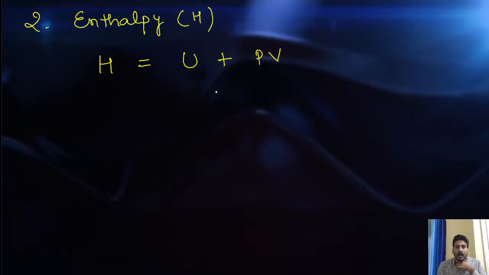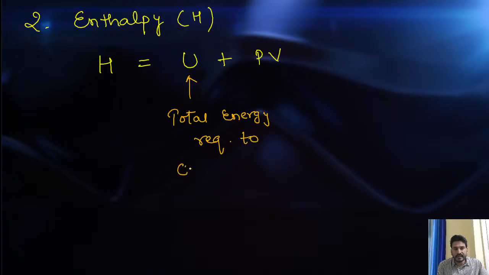So how do we define the internal energy U? This is the total energy required to create a system, right? It is the total energy required to create a system from nowhere.